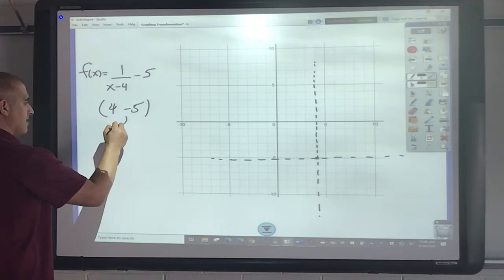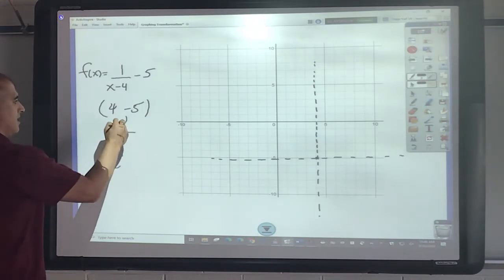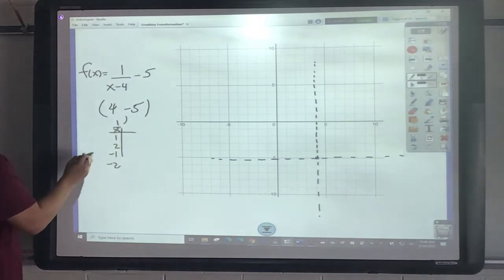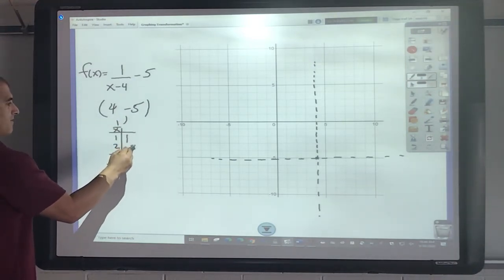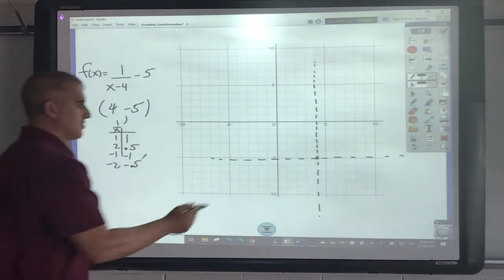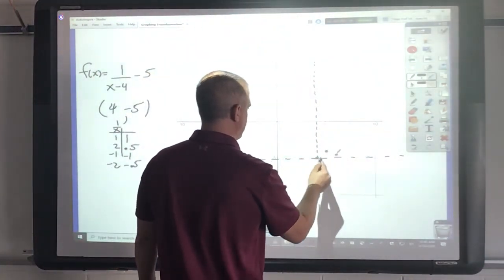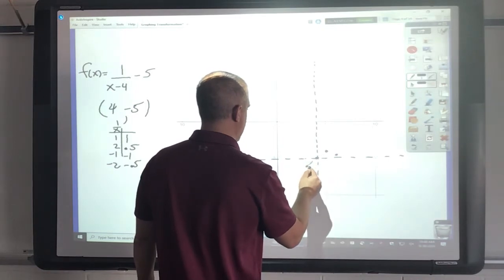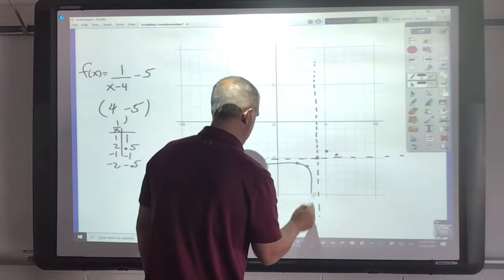So what I've got here is I'm still using 1, 2, negative 1, negative 2, and I'm using 1 over x as my parent function. So 1 over 1 would be 1, 1 over 2 would be 0.5, 1 over negative 1 would be negative 1, 1 over negative 2 would be negative 0.5, okay? So from this anchor point, 1 right, 1 up, 2 right, a half up, 1 left, 1 down, 2 left, a half down. So this is what I got here.